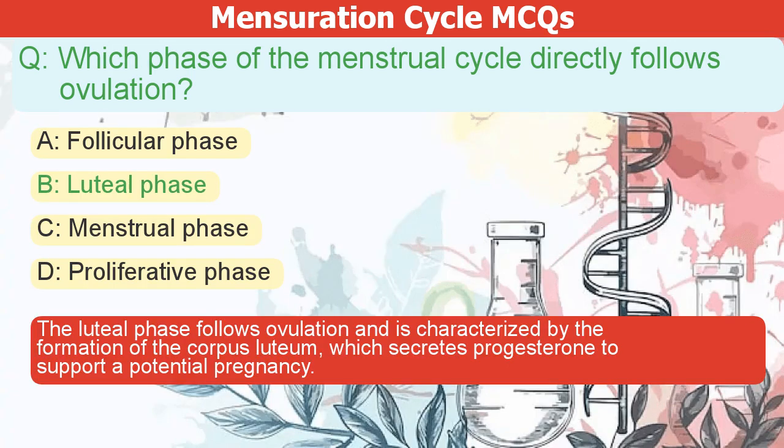The correct answer is B. The luteal phase follows ovulation and is characterized by the formation of the corpus luteum, which secretes progesterone to support a potential pregnancy.